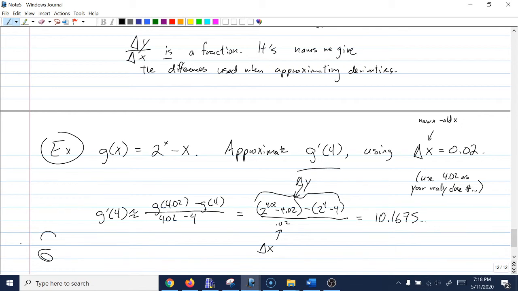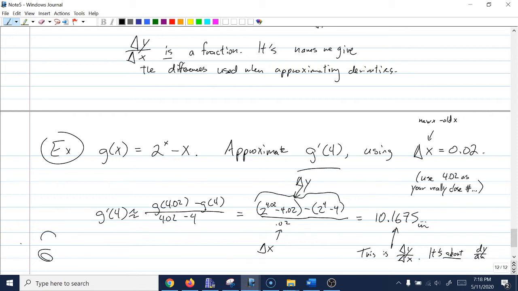Okay. This thing that I got is not g prime. This is exactly delta y over delta x. I guess exactly is a bad word to use because I've got these dot dot dots. I haven't written down all the digits.